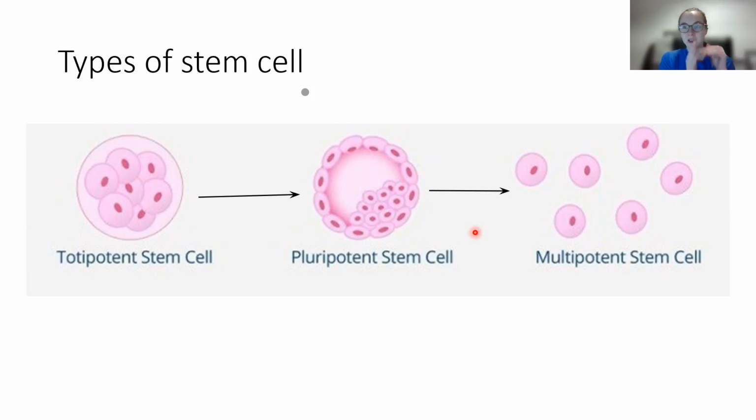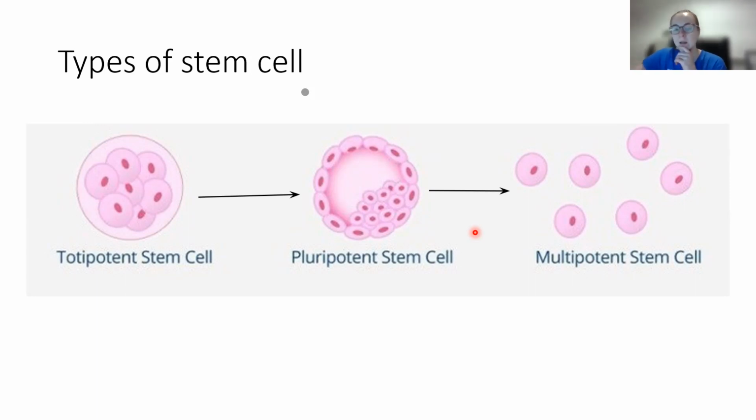So totipotent, like top rank, can differentiate into anything at all. Pluripotent, anything in the body, so embryonic cells, so not placental. And multipotent, only a very specific few cells it can differentiate into.